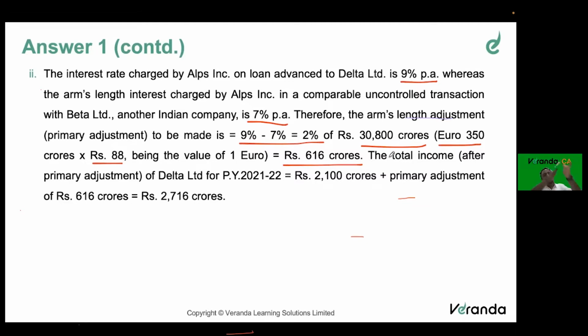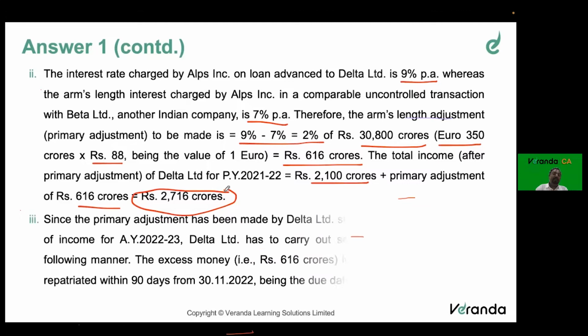So now what will be the revised total income of this particular company, that is Delta Limited? They already have 2,100 crores. Now you need to add 616 crores. So put together, you get an income of 2,716 crores, correct? So this will be the revised, that is your taxable income. When your income is 2,100 crores, you are adding primary adjustment under section 92C, that is 616 crores, which totals your total income as 2,716 crores. So this will be your total income after primary adjustment.